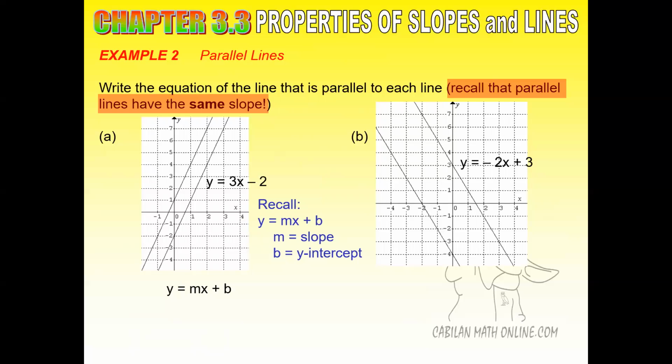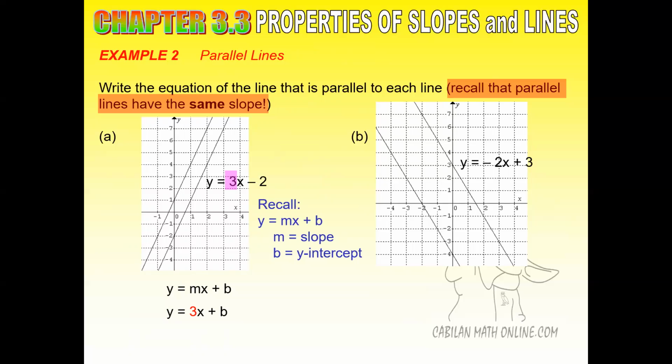Now, the part that you have to remember, as I said before, is that the slopes of parallel lines are exactly the same. So if you look at the given line here, y equals 3x minus 2, remember the slope is the value for the m, which in this case is the 3. That means the equation of the other line will have that same m value, which is 3. Okay, so that's our first step.